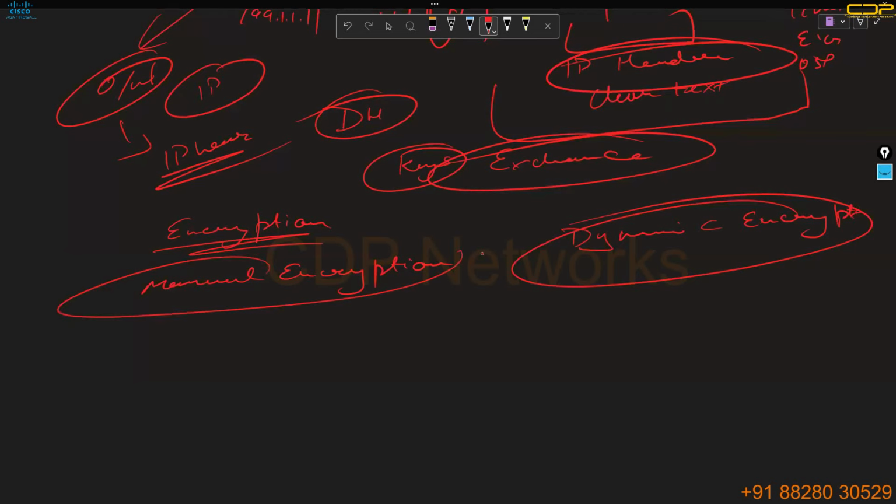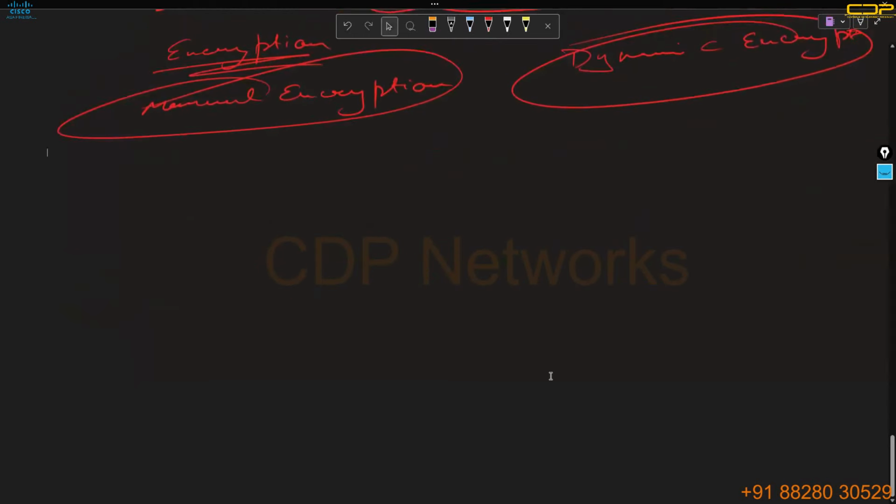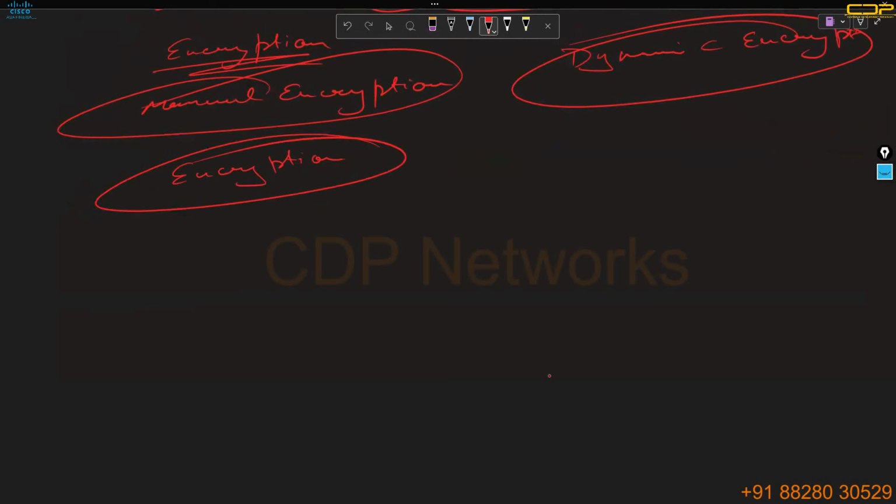But why don't we usually use manual encryption? First, tell me, why do we need encryption? What do you guys understand by encryption? Can anyone tell me? Why do we need encryption? To protect the data, so that our data will go into ciphertext and no one will be able to see our data.